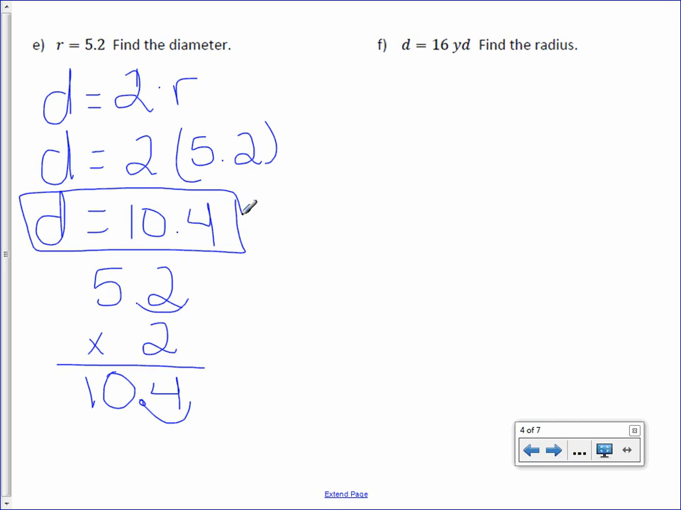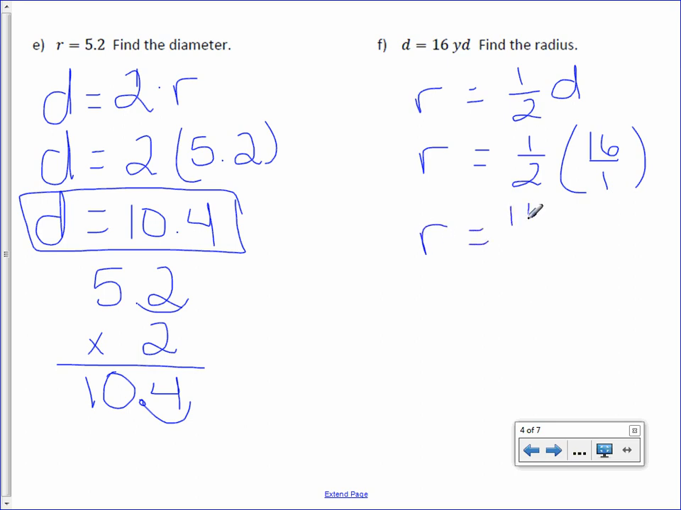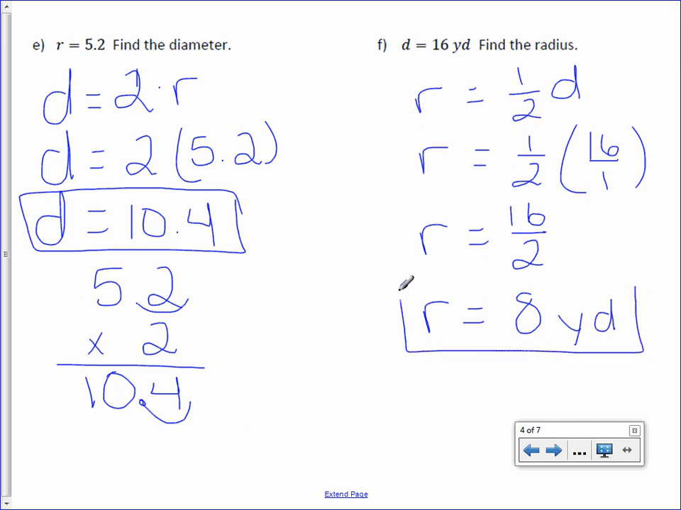Letter F. Diameter equals 16 yards. Find the radius. The radius is 1/2 times the diameter. The radius is 1/2 times 16, which of course we'll put over 1 and multiply. 1 times 16 is 16. 2 times 1 is 2. Of course, fractions are division. So radius equals 8 yards. 16 divided by 2 gave us the 8 as an answer.